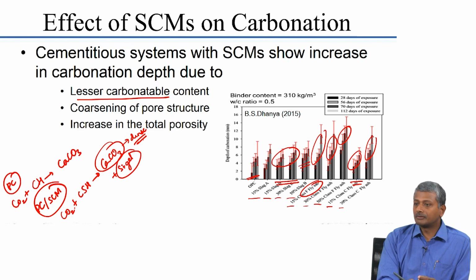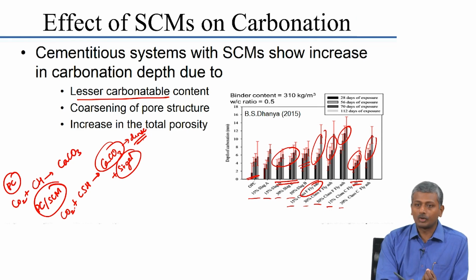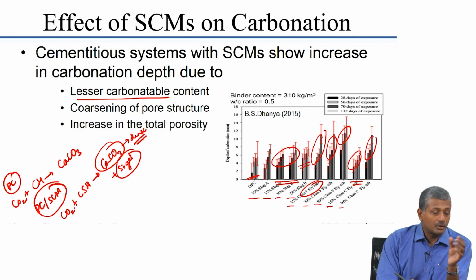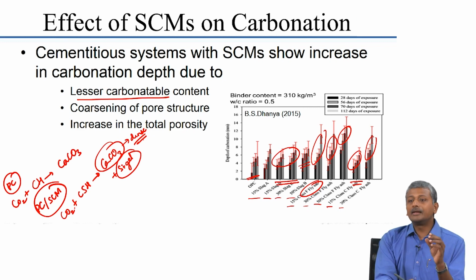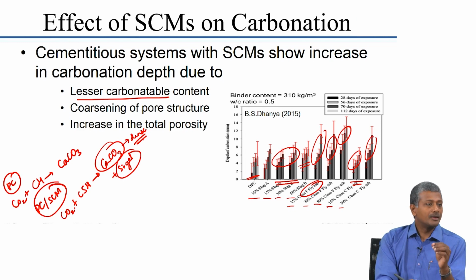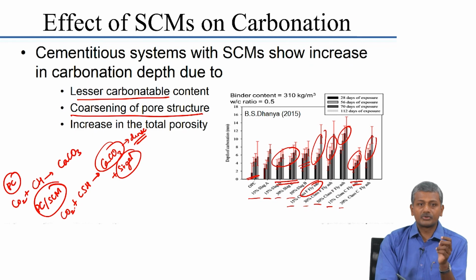So, it turns out that this calcium carbonate that forms here is a very dense phase. So, that means what will it do? It will occupy less or more volume? Less volume. It is a very dense phase, so it occupies very less volume. So, although the calcium carbonate itself is a strong and dense material, it is now occupying a lesser volume, because of which it creates a coarsening of the pore structure.